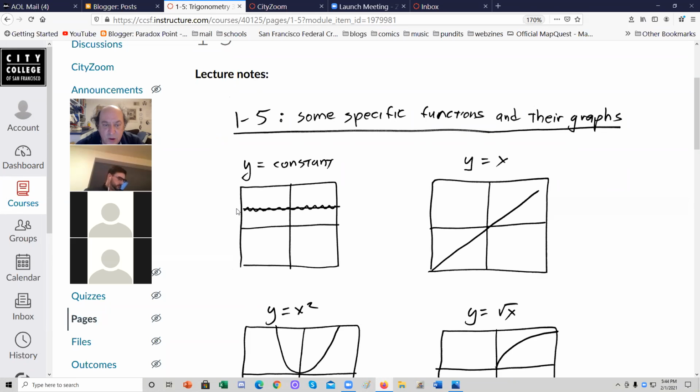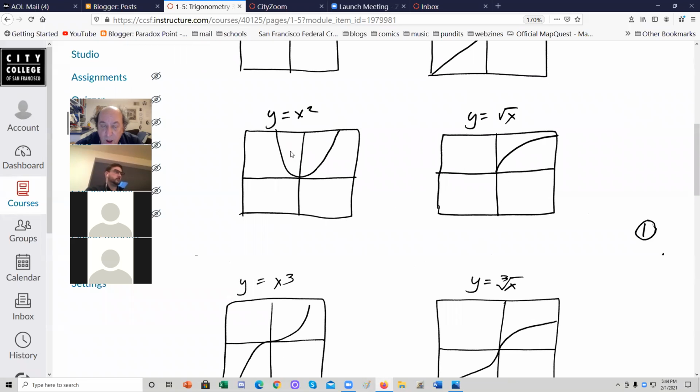So a constant graph is a horizontal line at a height, whatever the constant is. Y equals x, called the identity function. It's a diagonal line through the graph. Y equals x squared is this U-shaped curve called a parabola. Y equals square root of x is basically a parabola on its side, but only the upper half. So these are related because they're what are called inverse functions, which we'll be seeing more of later.